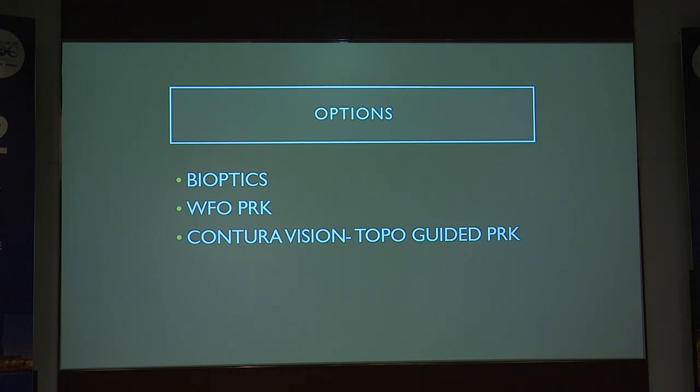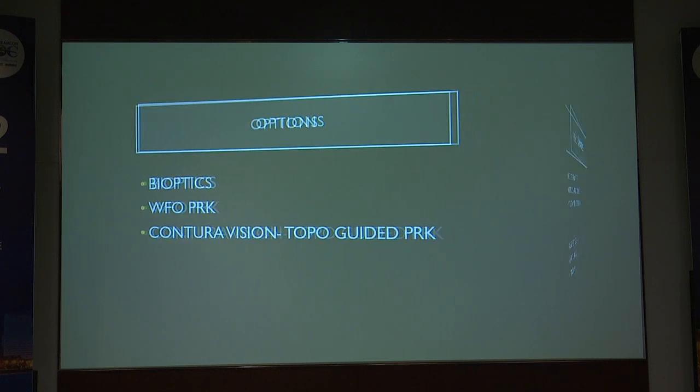So the option in this patient is to go ahead and do bioptics, that is, do a laser. Either it could be a wavefront optimized PRK, where you just correct the spherical power, or if you want to do slightly more, then you can go for Contoura Vision, which is a topo-guided PRK, which will correct the cylinder more effectively as well as normalize the cornea. So she's waiting for this.